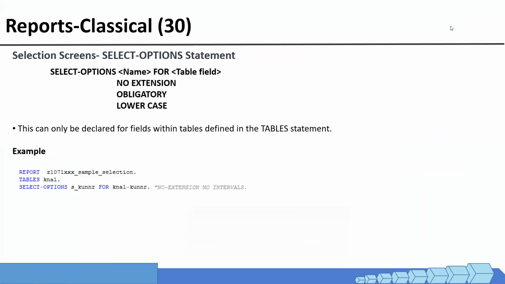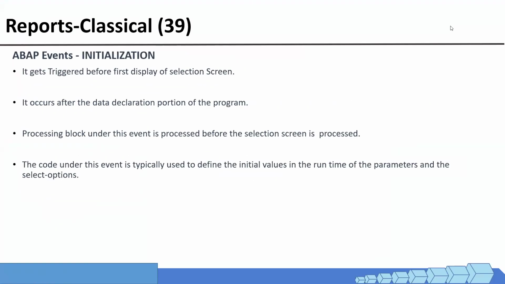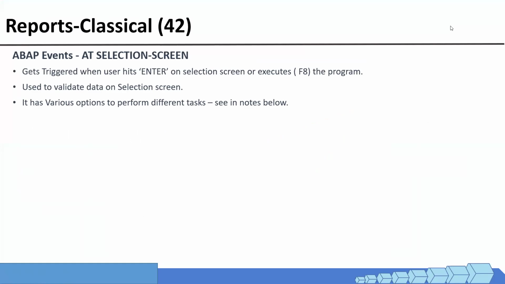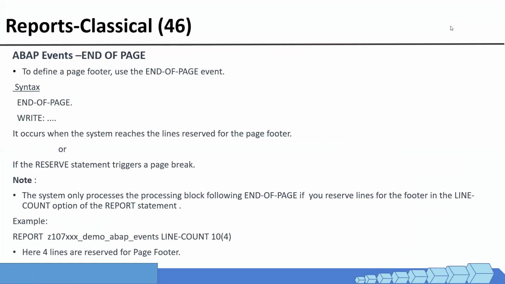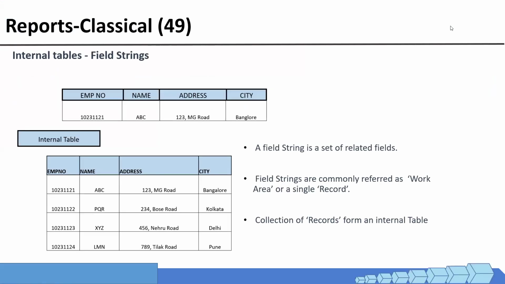It's all we have done. Include programs we have done, events we have done. That section skin we have done. Right. So top of page we have done. We are about to start the internal tables. Very, very important. Without this, no ABAP. No SAP also.